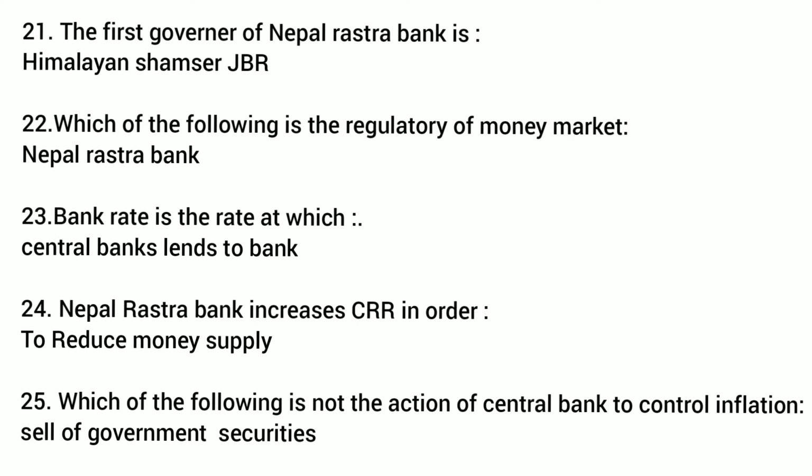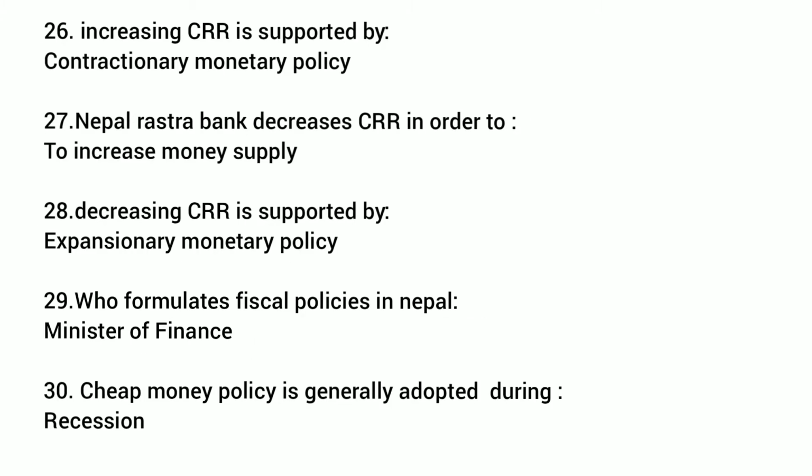Which of the following is the regulator of the money market? Nepal Rastra Bank. Bank rate is the rate at which the central bank lends to banks. Nepal Rastra Bank increases CRR, the cash reserve ratio, in order to reduce the money supply. Which of the following is not an action of the central bank to control inflation? Sale of government securities. Increasing CRR is supported by contractionary monetary policy. Nepal Rastra Bank decreases CRR, the cash reserve ratio, in order to increase the money supply. Decreasing CRR is supported by expansionary monetary policy.